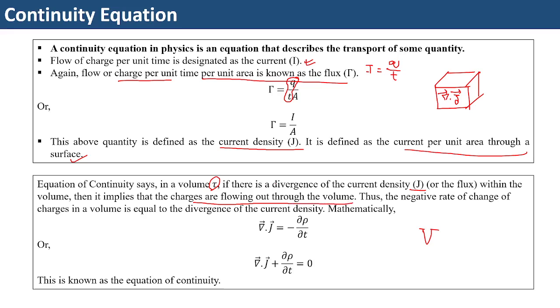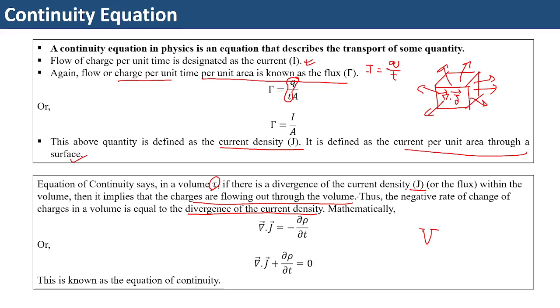out through the volume. That means if there is a flowing out of charge out of this volume, then only there is a positive divergence of the current density within that volume. So that is what actually is the meaning of the continuity equation. So why is there a negative sign? The negative sign shows that there is a decrement of charges within that volume. Thus the negative rate of change of charges in a volume is equal to the divergence of this current density parameter.